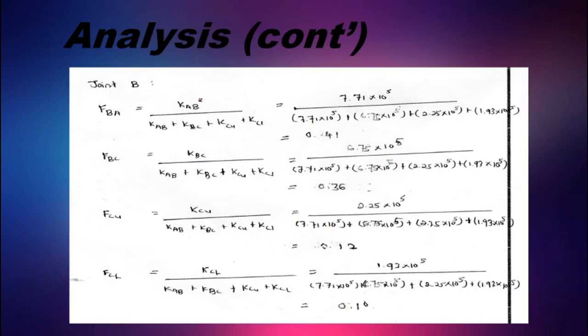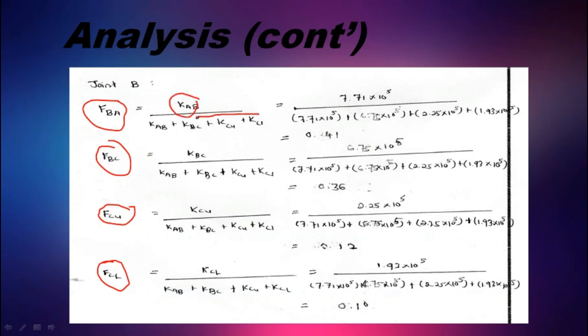For the next joint, there will be four different members, which are beam B to A, beam B to C, the upper column, as well as the lower column. Using the same formula and the same concept, where the member is divided by the sum of the stiffness of all members in the joint, we will be able to get these values.